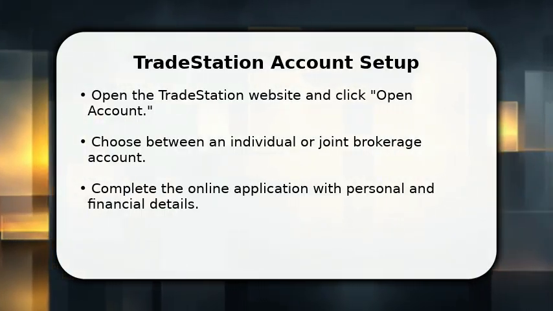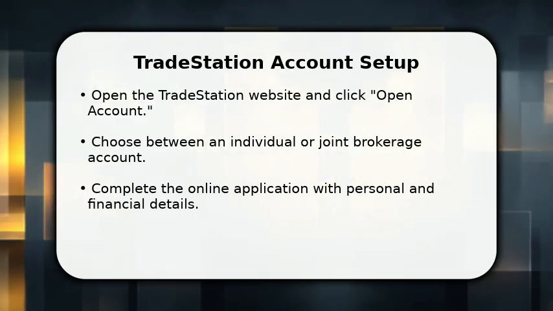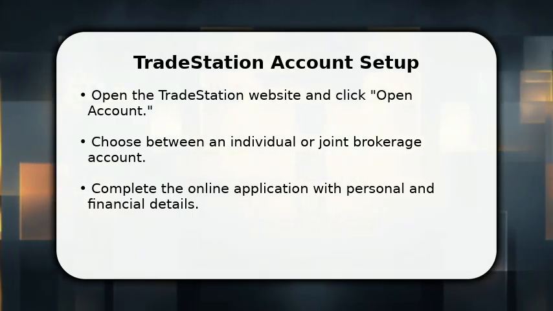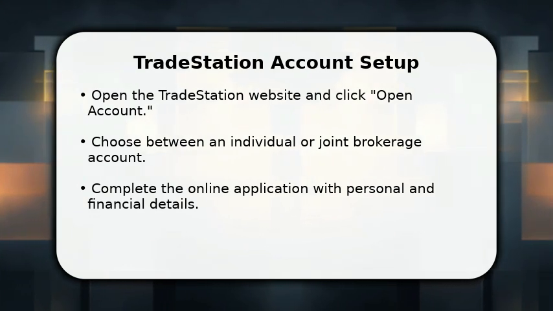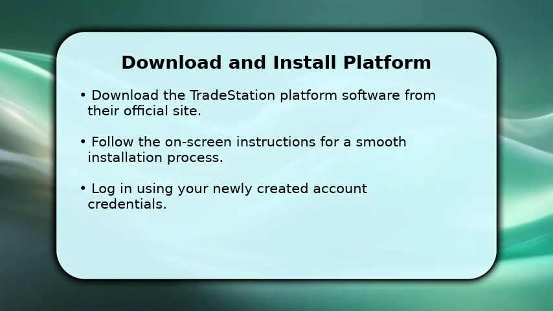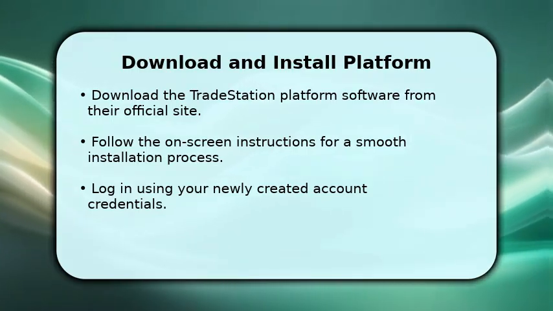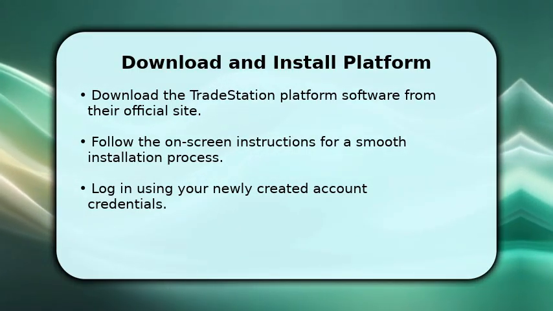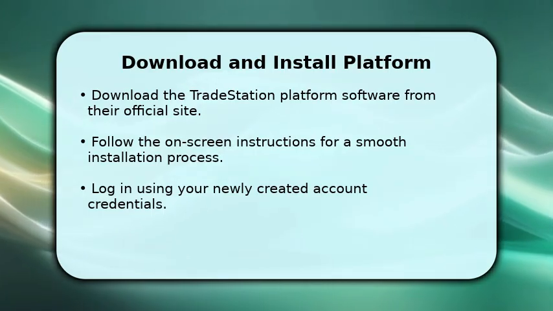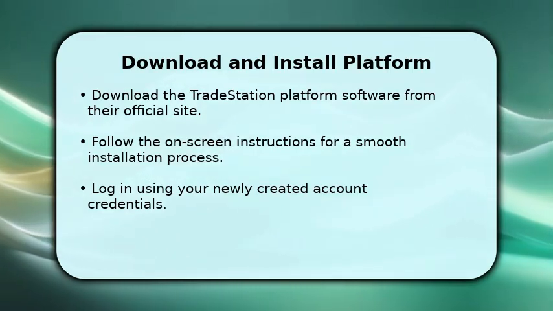Finally, fund your new account with at least $500 to activate it and begin your trading journey. It's a simple, guided process. Once your account is active, the next step is to download the Tradestation platform software. Visit their official website to find the download link and follow the clear, on-screen instructions for installation.